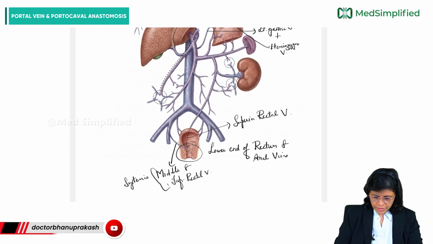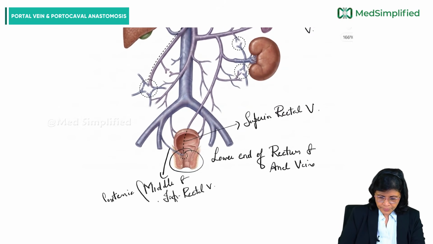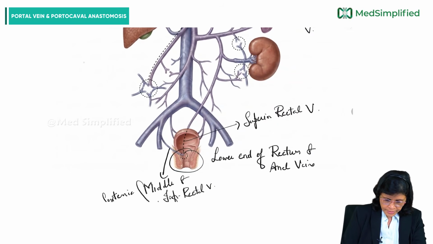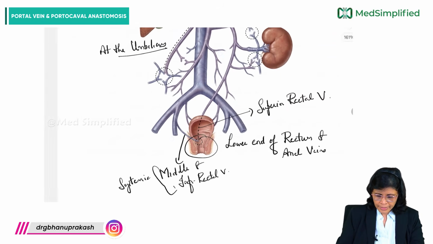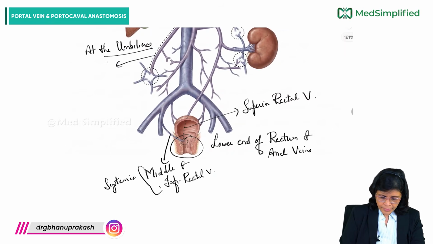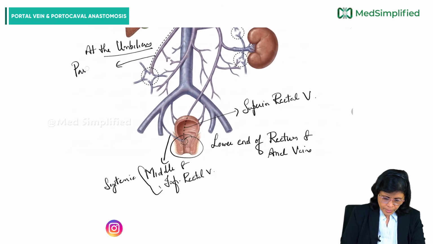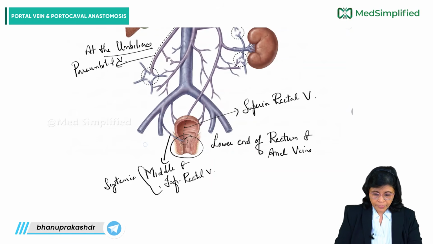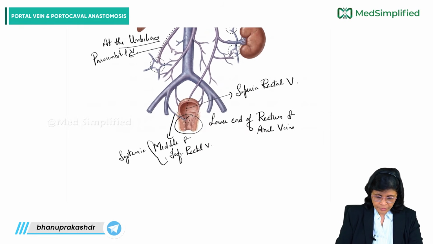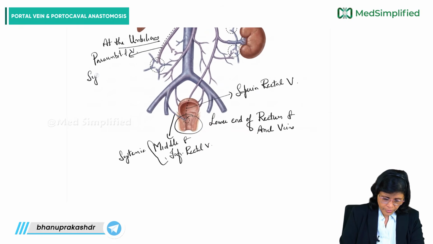Then the next important site is at the umbilicus. So here at the umbilicus, the para-umbilical veins belong to the portal system. Whereas from the systemic system we have veins coming from different regions.